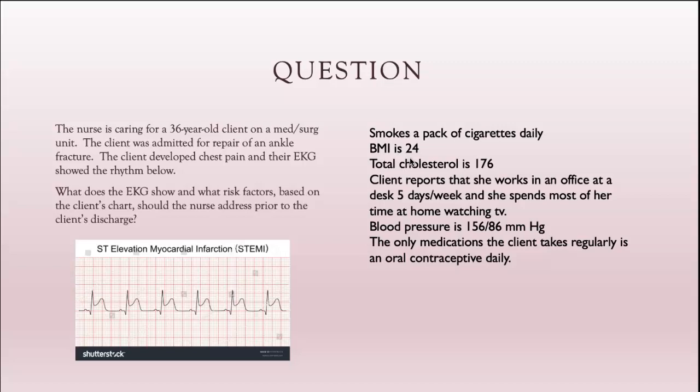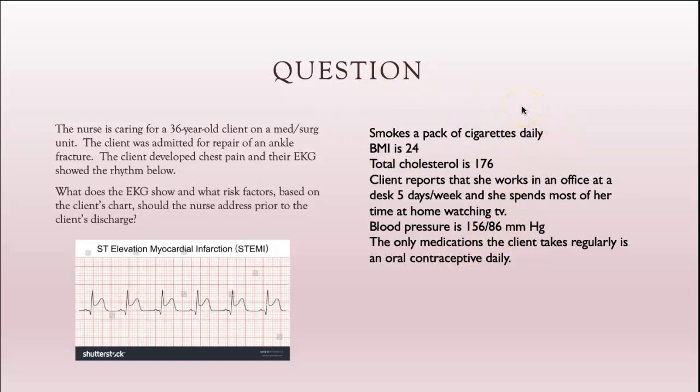So knowing the patient smokes a pack of cigarettes daily, their BMI is 24, their total cholesterol is 176. The client reports that she works in an office at a desk 5 days a week, and she spends most of her time at home watching TV. So this is a sedentary lifestyle. Her blood pressure is high, and the only medication she takes regularly is an oral contraceptive. We know that oral contraceptives, especially when combined with cigarettes, are going to increase her risk.